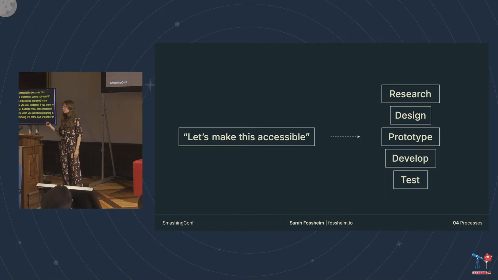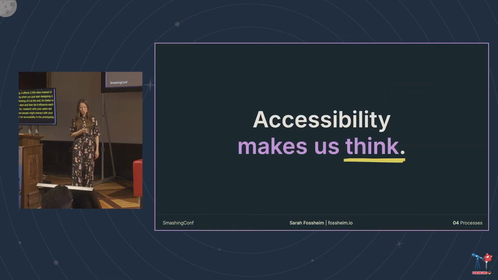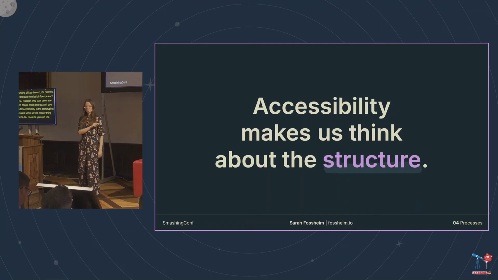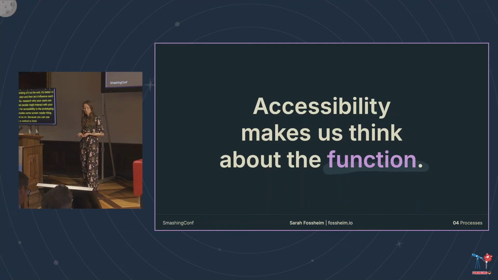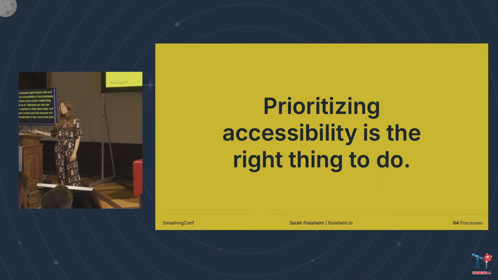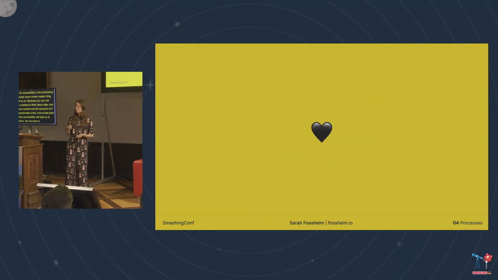So research who your users are and how disabled people might interact with your products. Design for accessibility in the prototyping step already, including some screen reader things you can test and so on. Because at that point, we can use accessibility as a method to think about data. And we can think about the content and about the structure of it and about the functionality it has. And at that point, we're at a place where accessibility will lead us to better visualizations. But we do have to keep in mind that we're doing it because it's the right thing to do, not just because we want better viz.